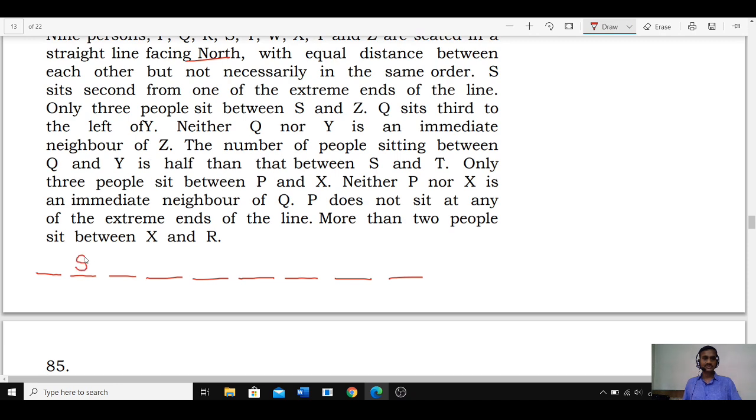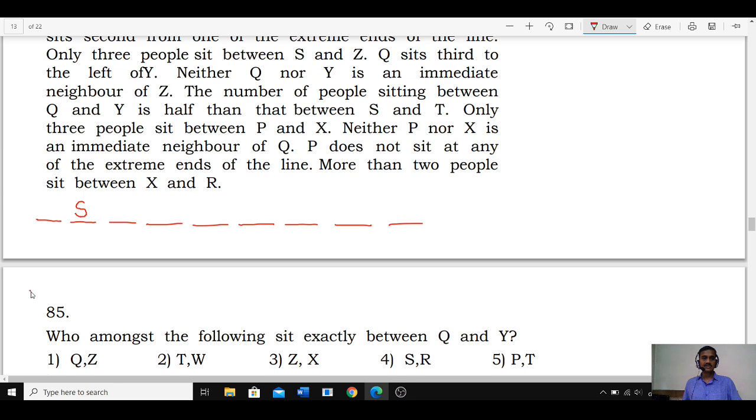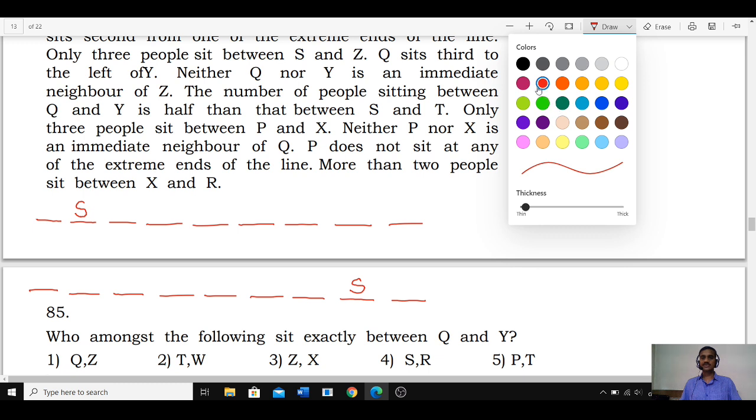So S can be here. What is the other possibility? S can be from the left extreme or from the right extreme. S can be here. There are 2 different possibilities for this S, isn't it?